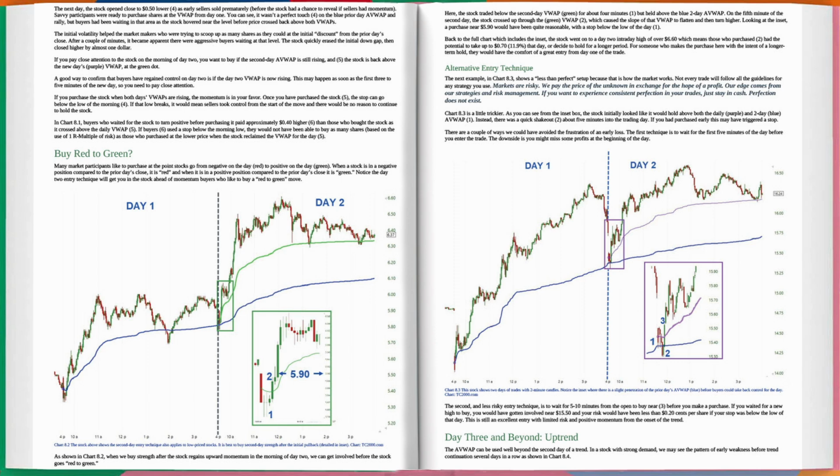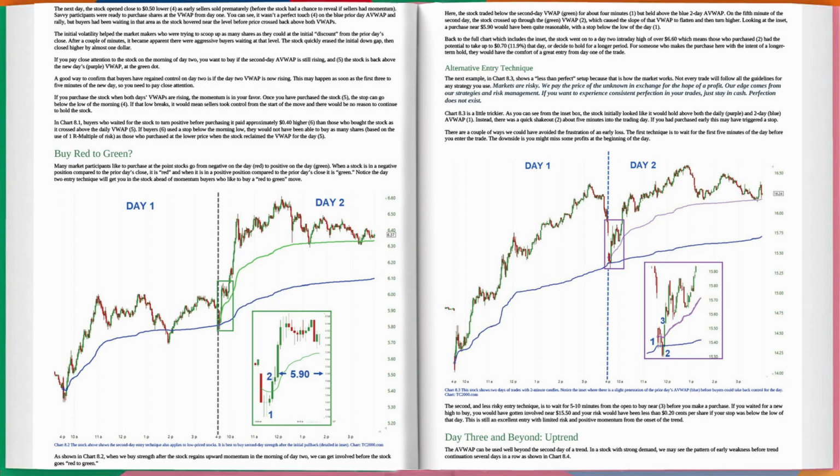Buy red to green. Many market participants like to purchase at the point stocks go from negative on the day, red, to positive on the day, green. When a stock is in a negative position compared to the prior day's close, it is red, and when it is in a positive position compared to the prior day's close, it is green. Notice, the Day 2 entry technique will get you in the stock ahead of momentum buyers who like to buy a red to green move.